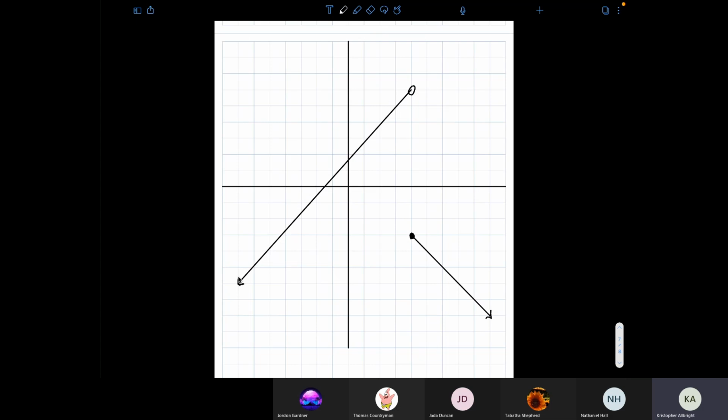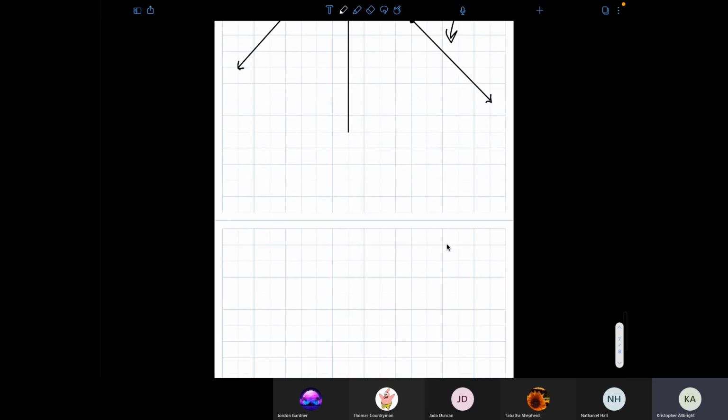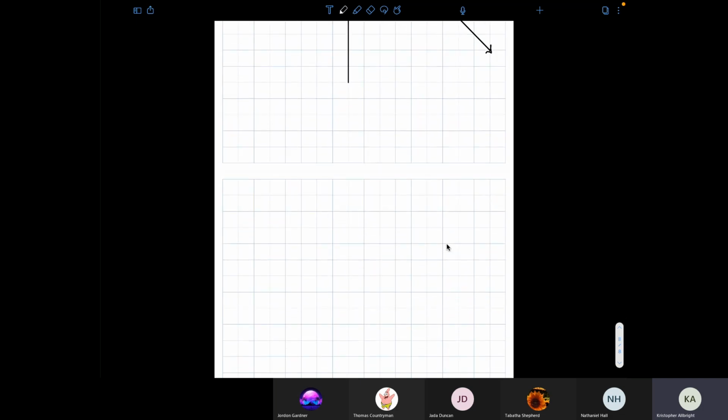So this is a perfectly valid graph, but you can't really write it in one equation. It has to be more than one equation, because this line has an equation, and this line has an equation. So how you see this usually is something like this.